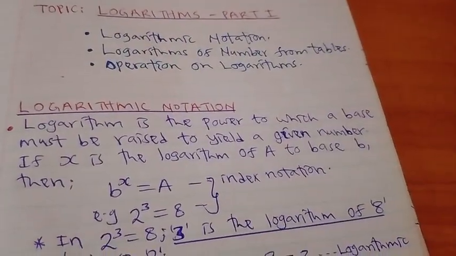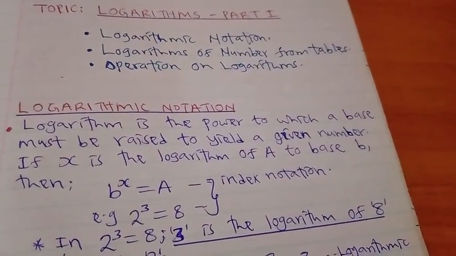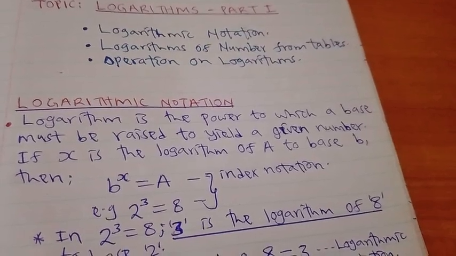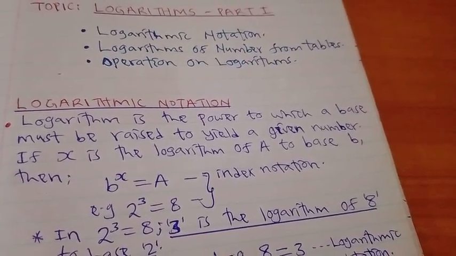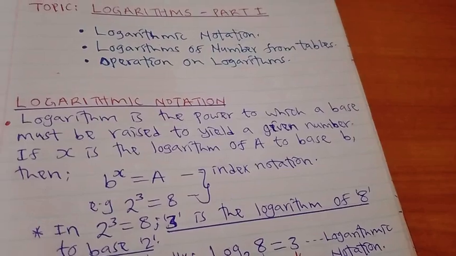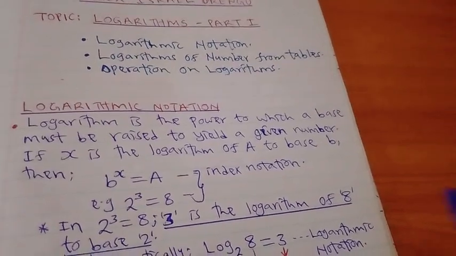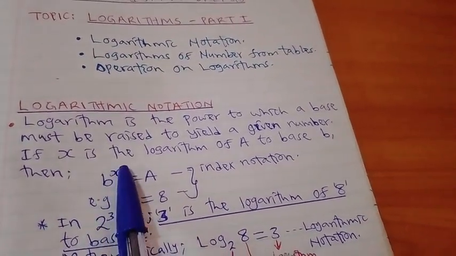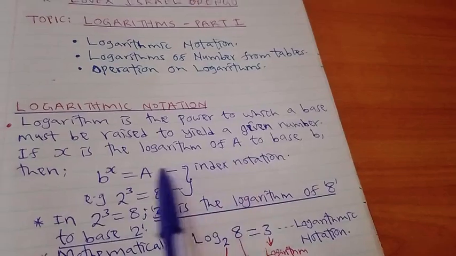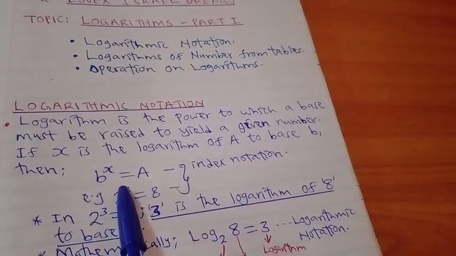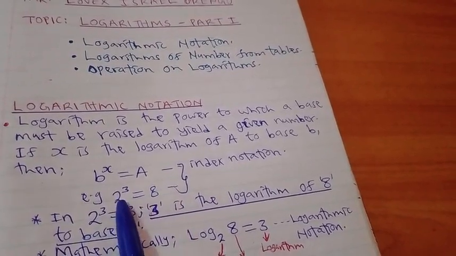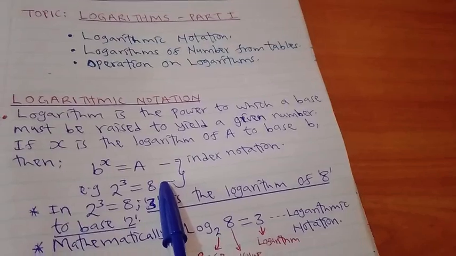Logarithmic notation. A logarithm is the power to which a base must be raised to yield a given number. If x is the logarithm of a to base b, then b raised to x equals a. That's in index form. For example, 2 cubed equals 8. 2 raised to 3 equals 8. That is in index form.